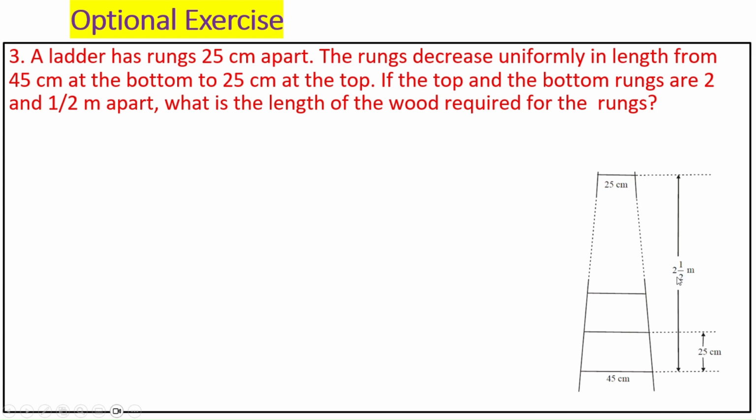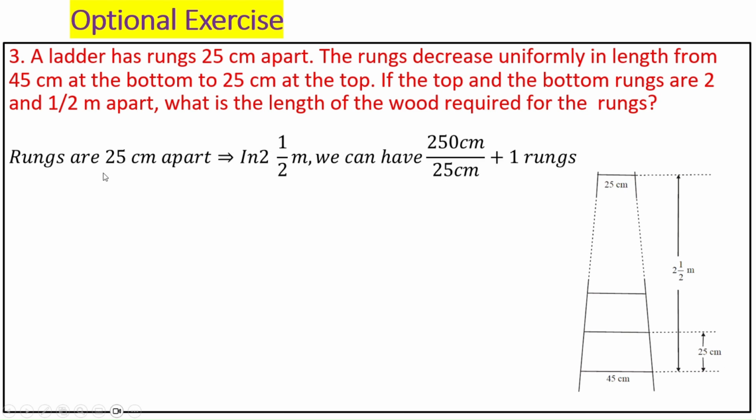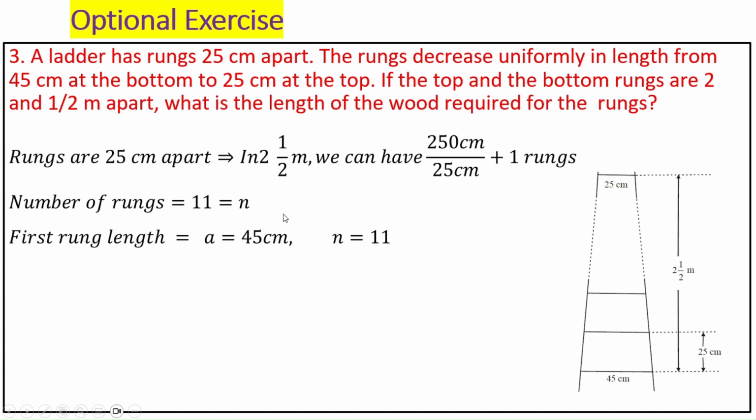So that is simple. 2.5 meters is total, and each one is separated by 25 centimeters, correct? So rungs are 25 centimeters apart, which means in 2.5 meters we can have 250 centimeters by 25 centimeters plus 1, because both sides inclusive, right? So it will have total 11 rungs. So n is equal to 11. Now first rung is 45 centimeters, n is equal to 11, and L also we have. We don't require the d now.